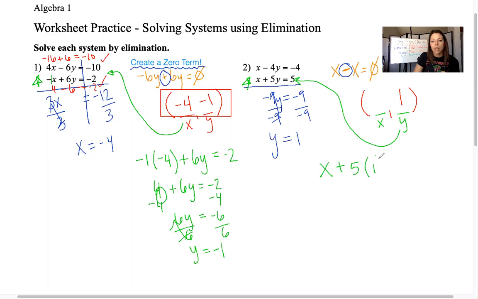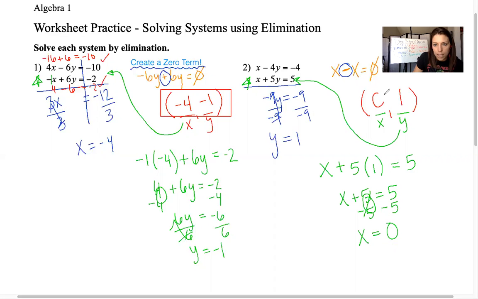So now I'm solving for x. I'm plugging in 1 for y. So 5 times 1 is 5. So x plus 5 equals 5. Subtract 5 from both sides. That makes a 0 term. And x equals 5 minus 5, which is 0. So I know the x value of my solution is 0.